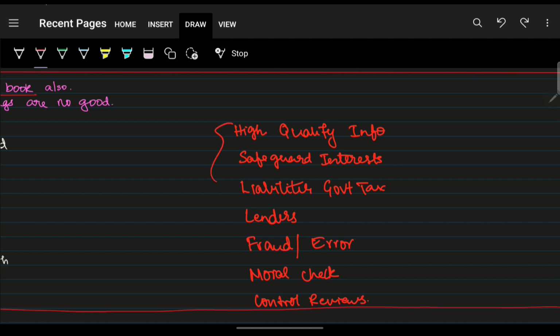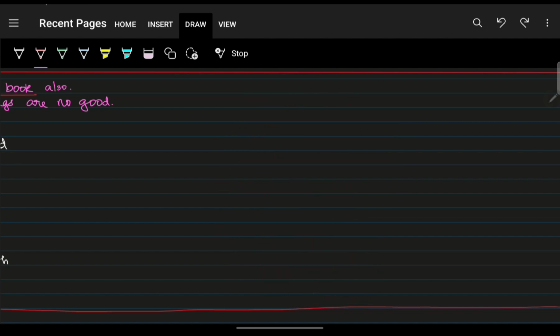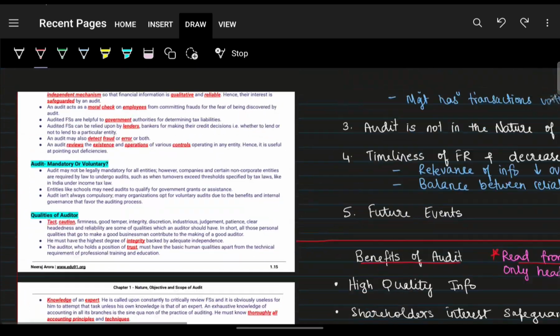So these are the benefits of audit. Firstly, our parents will give us high quality information. They will safeguard our interests. They will save us from all liabilities and lenders, but we will commit fraud and error against them. But they will keep a moral check on us, and they will ensure proper control reviews are taken against us, right? Just jump into this.